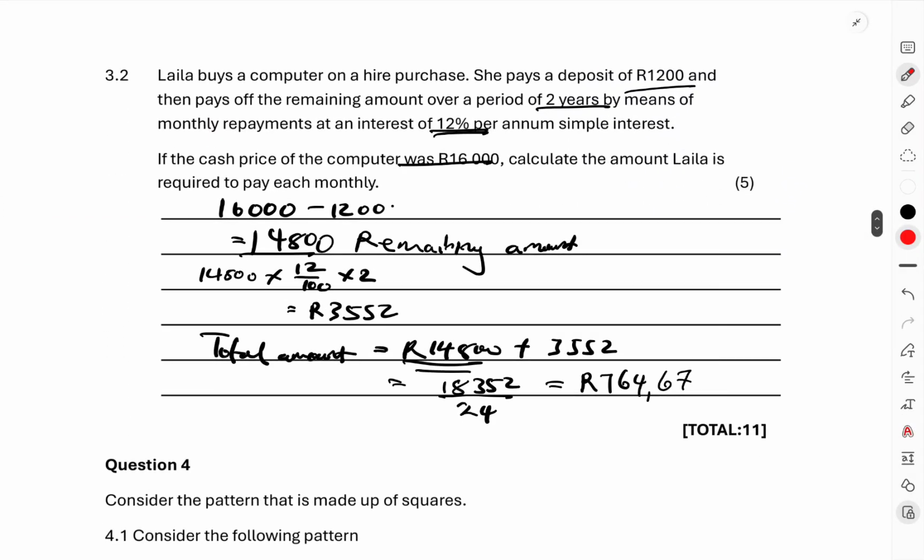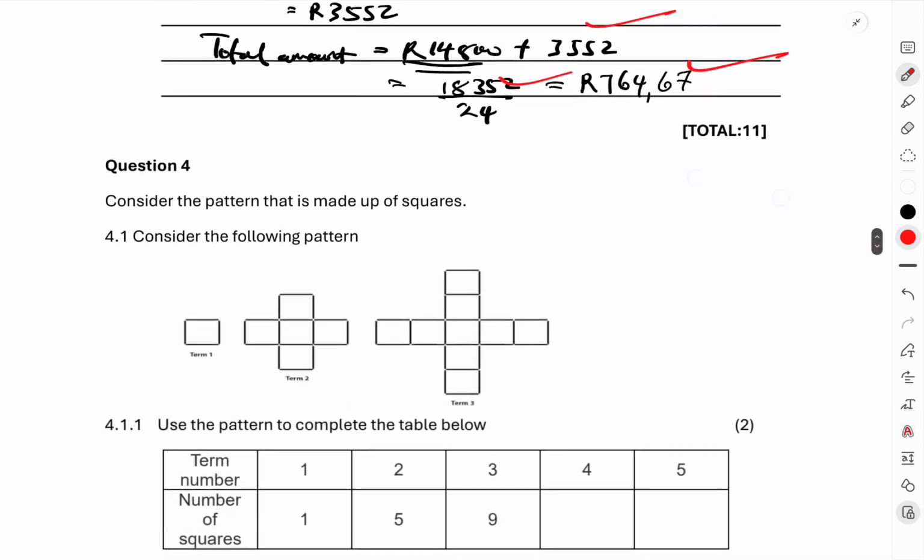Then this one was worth 5 marks. You will receive 1 mark for knowing that we have to subtract the deposit from the original amount. 1 mark for knowing that we have to find this particular interest, because that particular 14,800 is going to gain interest. 1 mark for adding the original amount that was left after paying a deposit and the interest, us dividing by 24, because in 2 years we have 24 months, and us finding the 764 as the amount to be paid each and every month, right?